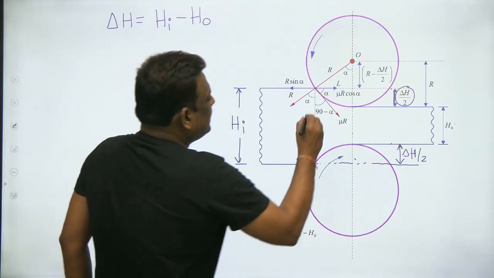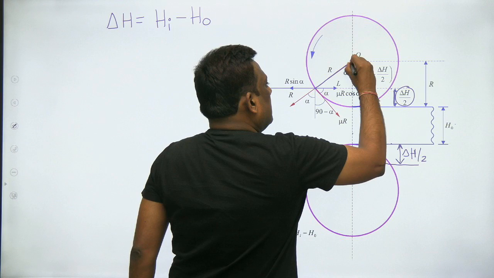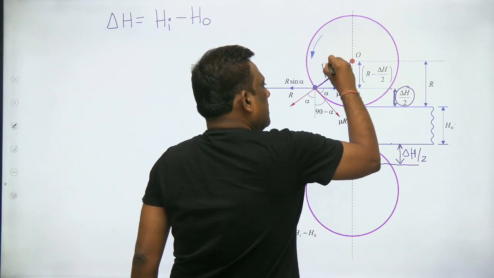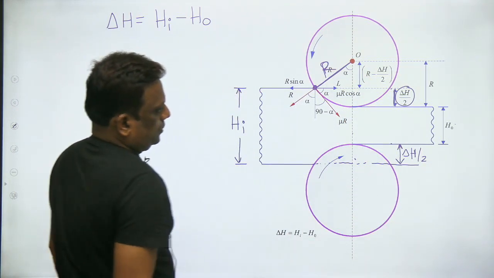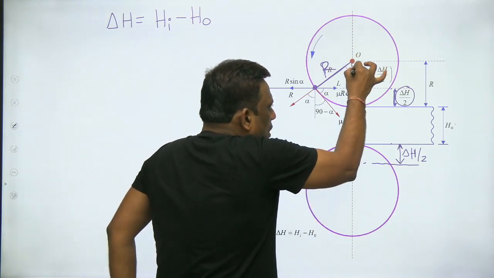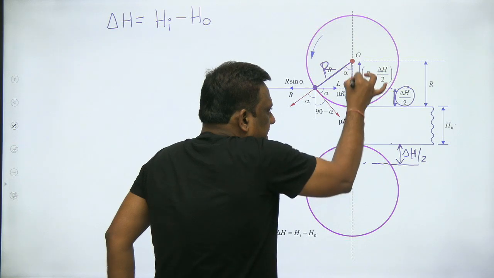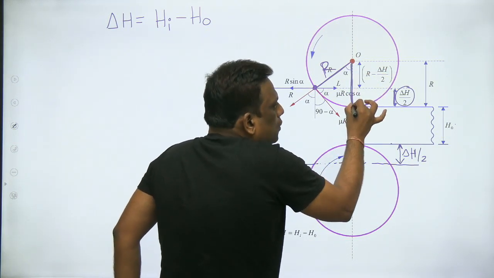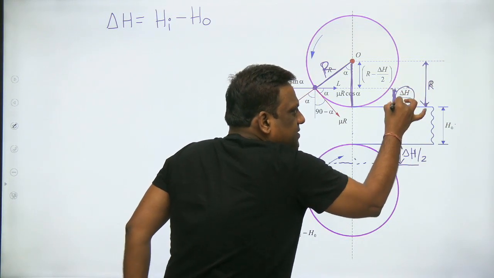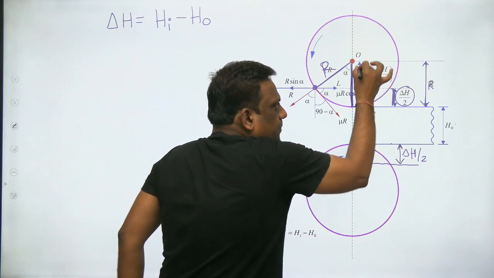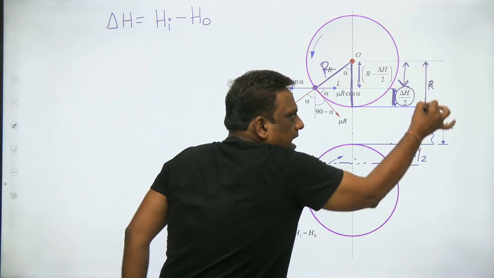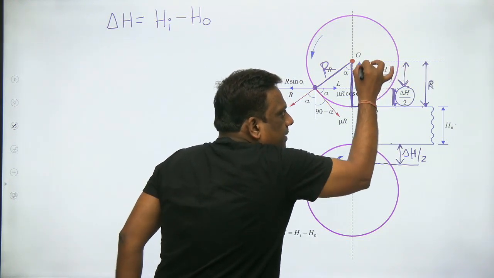This is the radius of the roll, capital R. Now, simple mechanics, plain mathematics. This is the radius of the roll, R, which I have shown here. And this length is delta H by 2. So this will be R minus delta H by 2.